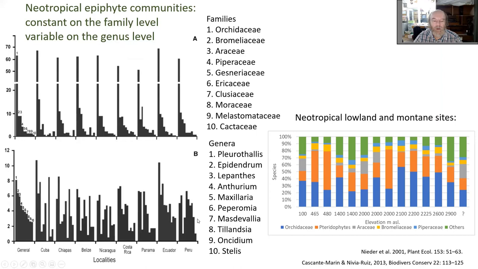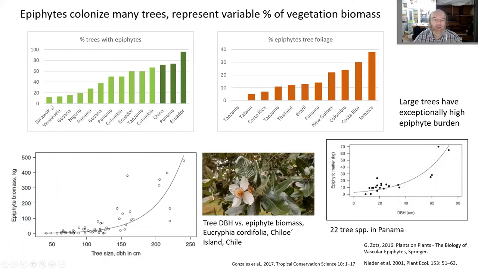Epiphytes colonize many trees. These are different locations, different studies with percentage of trees with epiphytes. And so they can be again sometimes very low, but sometimes well above 50% of all trees. And then also the epiphytes can represent a different share of the foliage, up to remarkably high values.